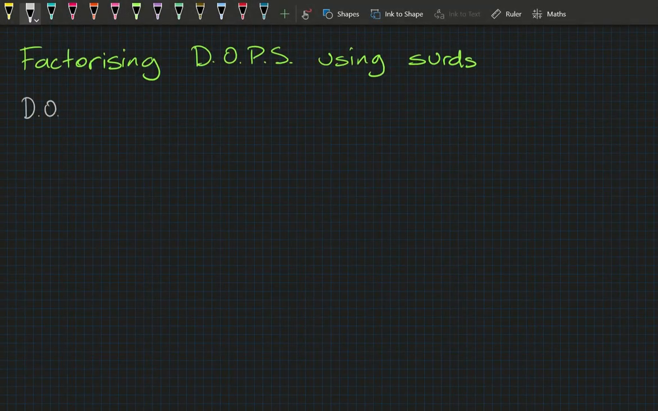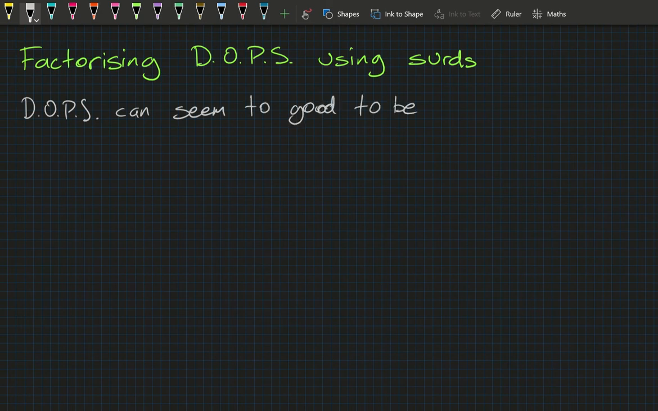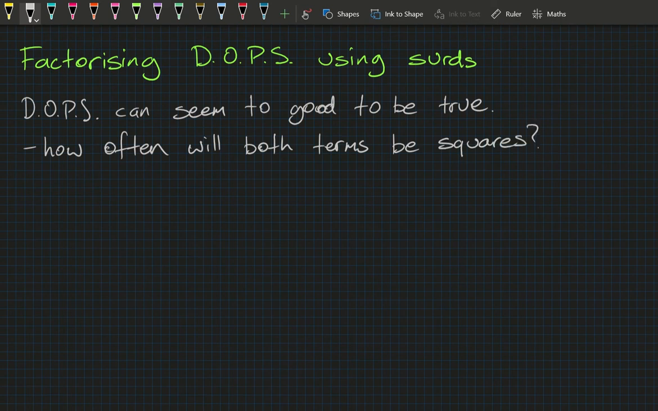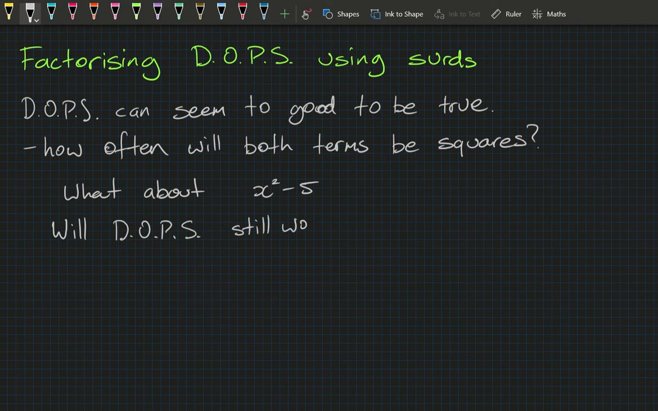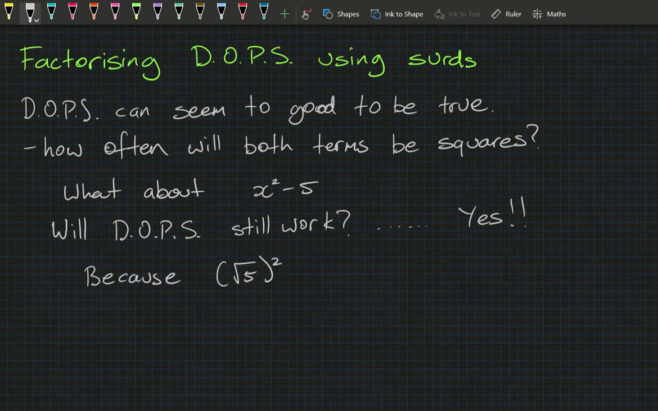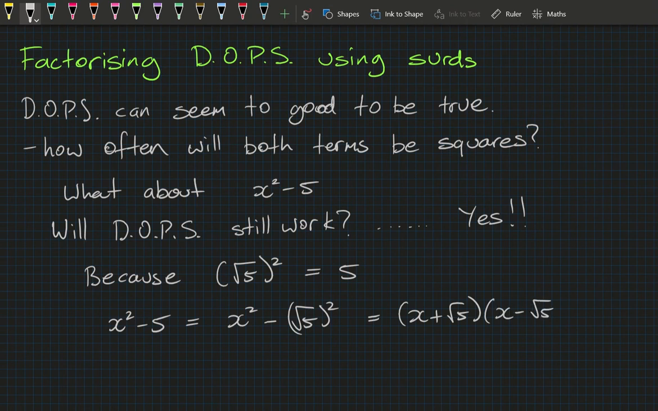Finding the difference of perfect squares can almost seem too good to be true. I mean, how often will both terms be squares? So what about x squared minus 5? Will difference of perfect squares still work? Well, the answer is yes. And that's because the square root of 5 squared is equal to 5. So we could rewrite x squared minus 5 as x squared minus the square root of 5 squared. And then using the difference of perfect squares, that's equal to x plus root 5 times x minus root 5.